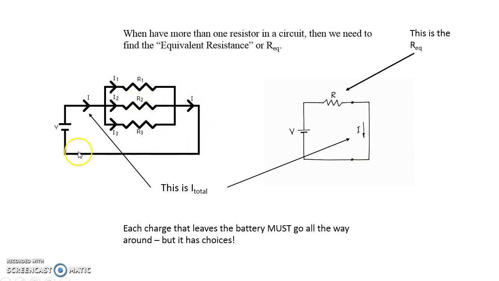We can't track every electron and see where it goes. We just know that some electrons go through each one. Now, the deal is that based on the resistance, that's going to dictate how many electrons go through the resistor.